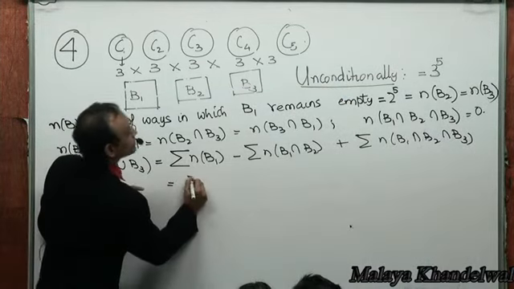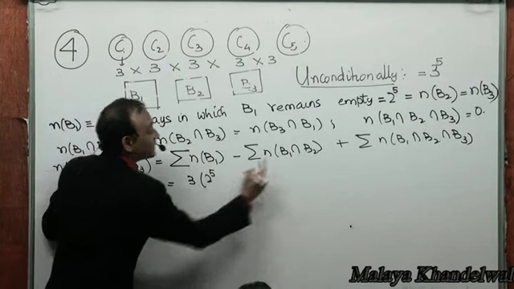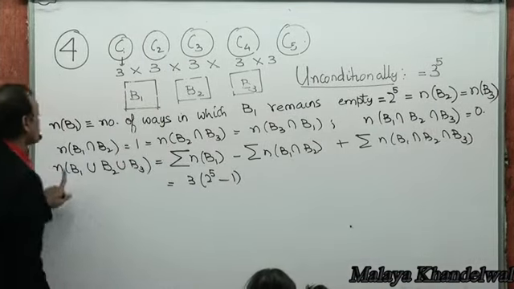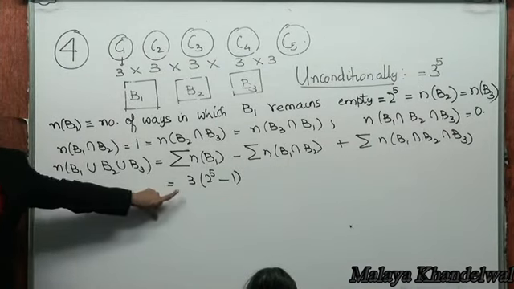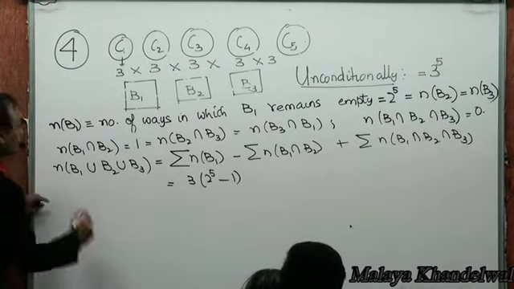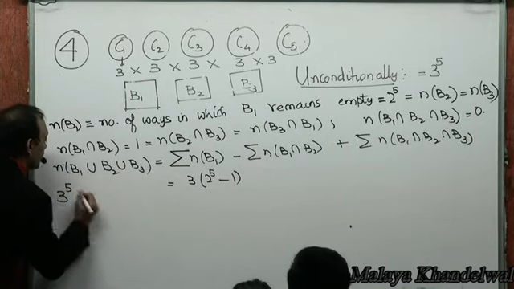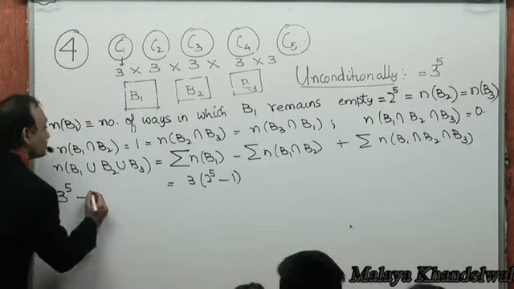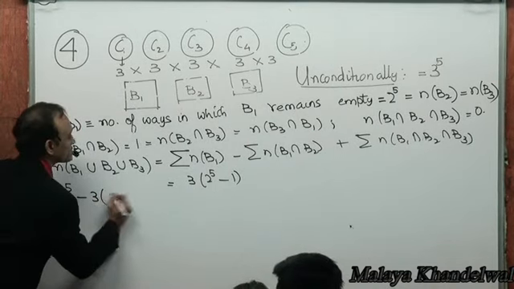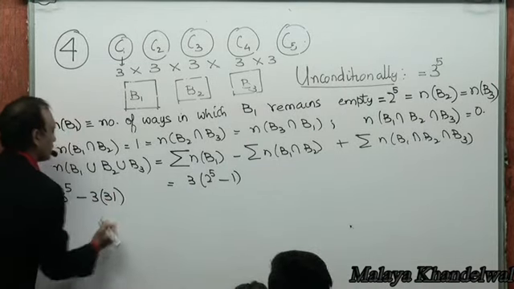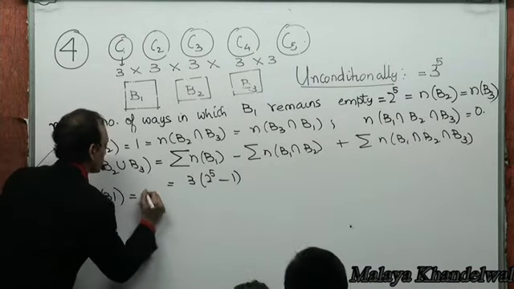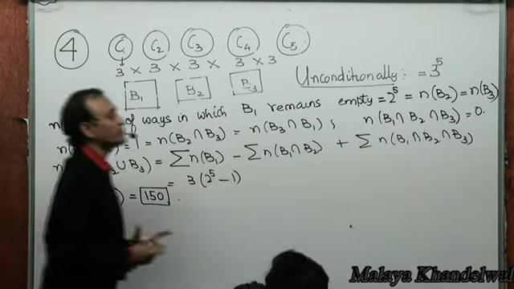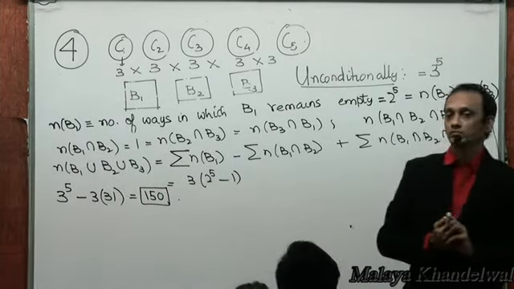This is 3 into 2 to the power 5, and this is 3, right? One way, so minus 1, right? These are the number of ways in which at least one box remains empty, and the total number of ways are 3 to the power 5. From 3 to the power 5, I remove these cases in which at least one box remains empty, which is 3 into 2 to the power 5 minus 1, 31. How much? 150. Okay, so this makes it 150, in which no box remains empty, right?